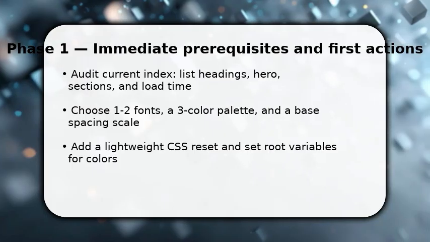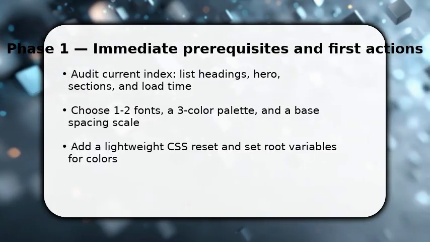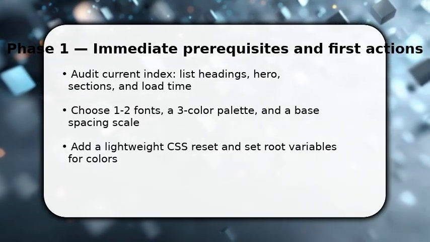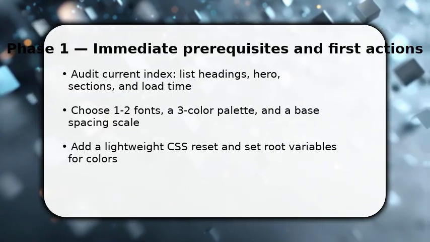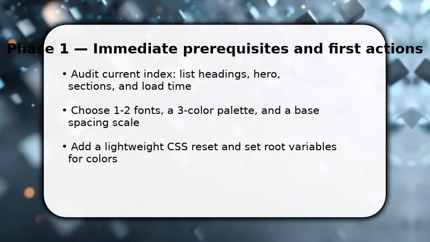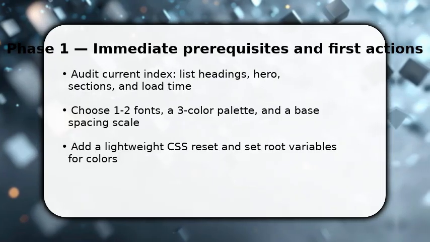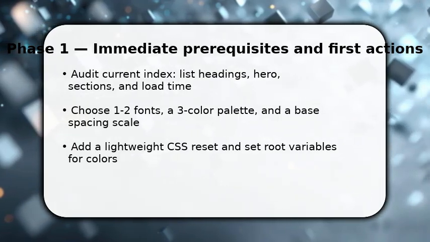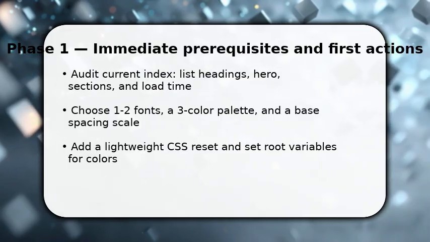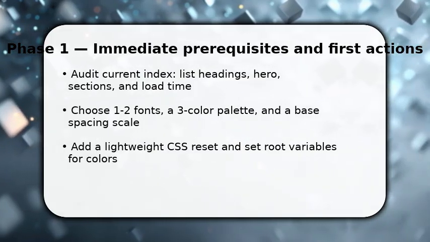You start by auditing your index now. Identify headings, hero content, and any slow-loading assets so you know what to prioritize. Once done, pick 1 or 2 complementary fonts and a clear 3-color palette to keep visuals consistent. Make a spacing scale for margins and padding so elements align naturally.